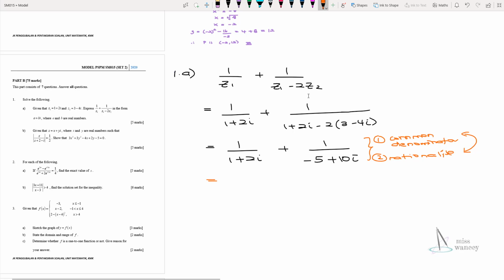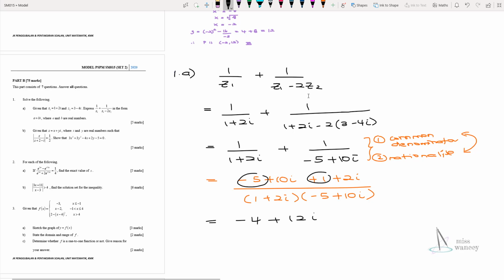Okay, so I'm gonna have negative 5 plus 10i plus 1 plus 2i over 1 plus 2i multiplied with negative 5 plus 10i. Okay, so what happened next? We're going to simplify our numerator. So we have negative 5, positive 1, so this is negative 4 plus 12i over 1 times negative 5 plus 10i minus 10i, and then that one is positive 20i squared.